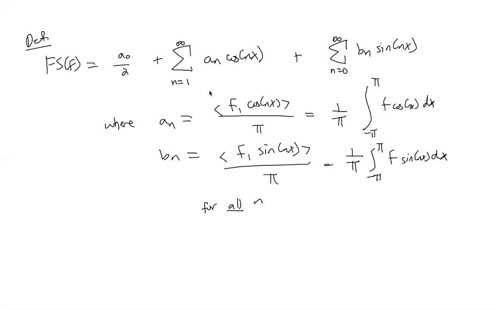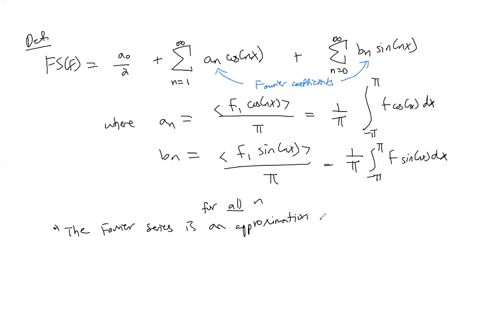These coefficients here, this an and bn, are called Fourier coefficients. And this is basically an approximation of f. Right? So the Fourier series is an approximation, just like a Taylor series is an approximation of a polynomial or a function f, by sines and cosines.